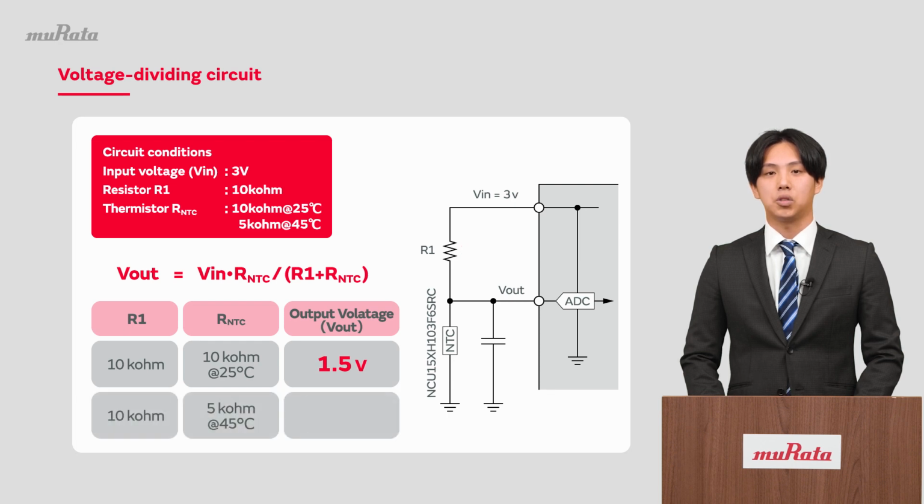Next, let's consider what happens when the temperature rises to 45 degrees Celsius. The thermistor's resistance value is now about 5 kΩ. The resistance ratio between resistor R1 and the thermistor is now 2:1, so the voltage applied to resistor R1 is 2V and that applied to the thermistor is 1V, meaning that a voltage of 1V is applied to the ADC.